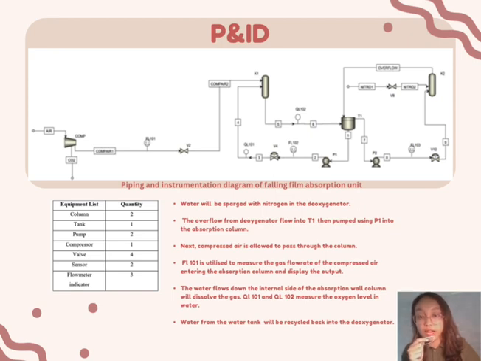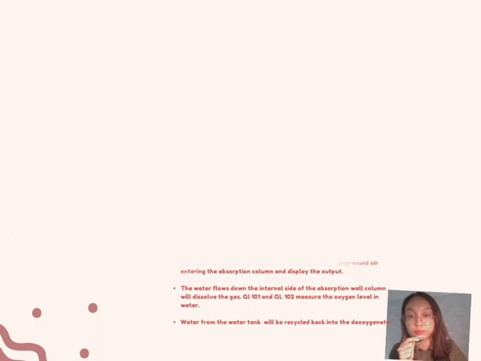Next, air is compressed using the compressor and passed into K1, which is the absorption column. Then, the water flows down the internal side of the absorption column wall and dissolves the gas, and the water from the tank will be recycled back into the deoxygenator column K2.